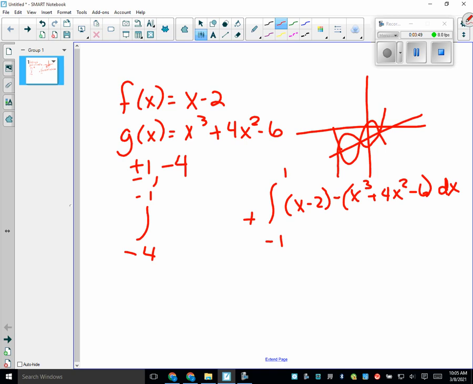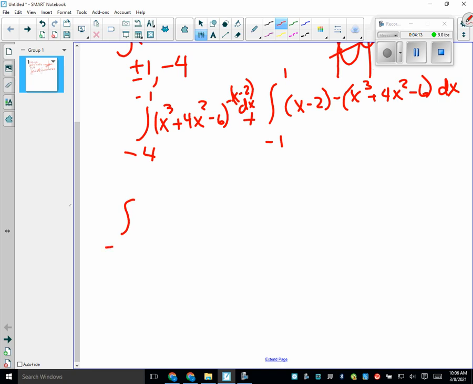Do you all agree with that integral? Yeah. Now, for this integral, are we going to assume the other one's on top? No, we probably shouldn't do that. What difference does it make? Assuming makes a donkey out of you and me.